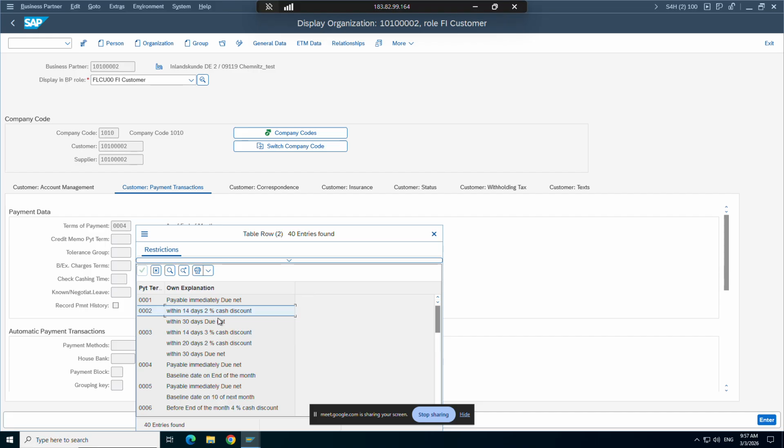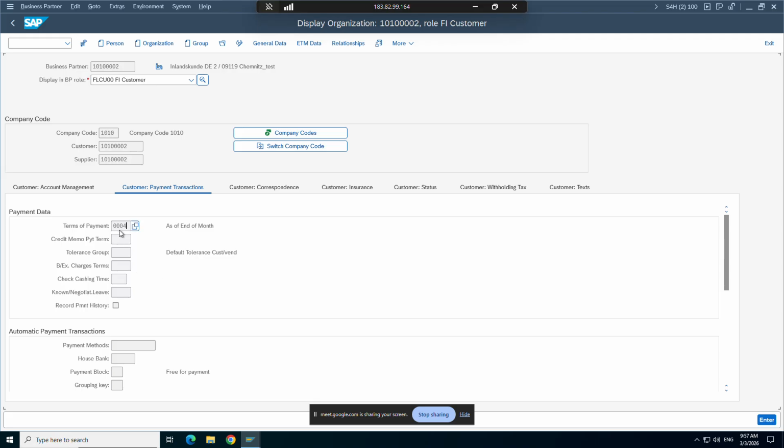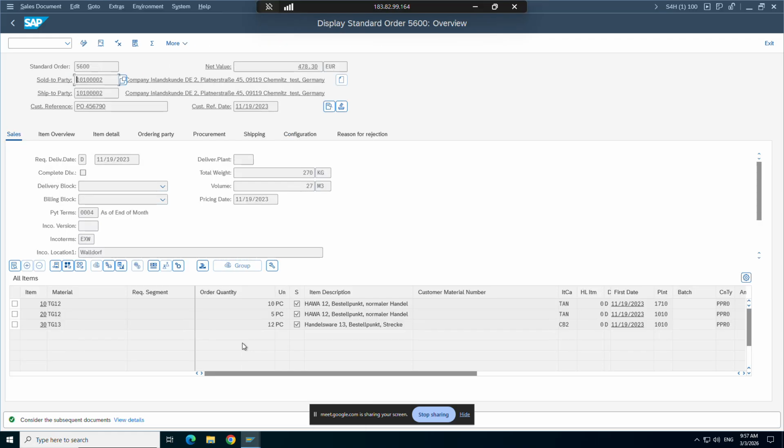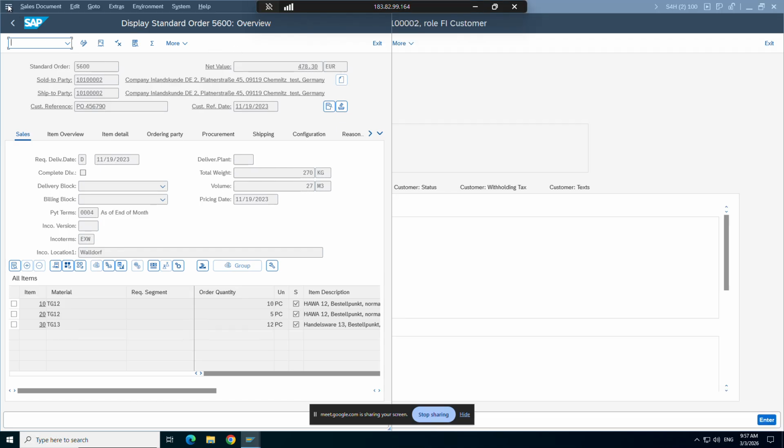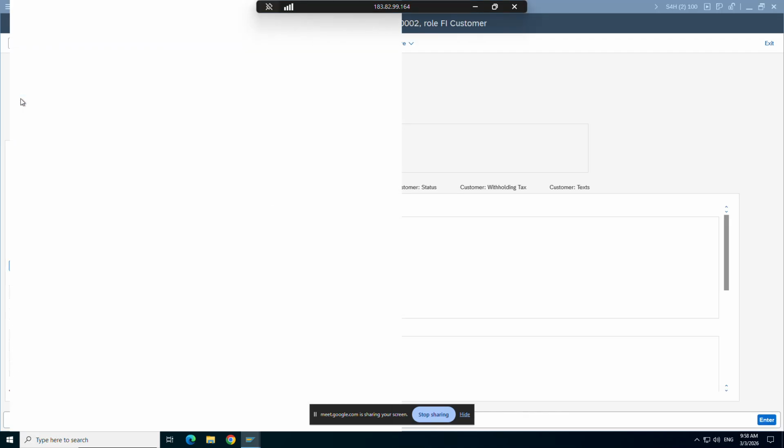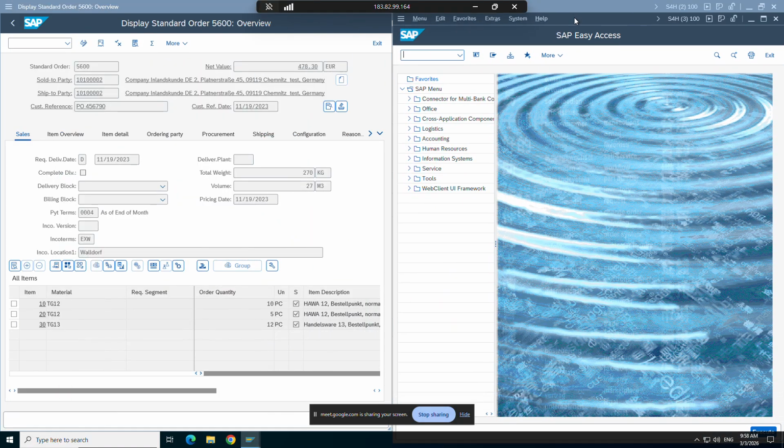SD consultants are not worried about all this. As I said, this is purely the finance part, how the payment will be made and how they will enter all that data. But just for understanding, you should also have a basic understanding of what terms of payment are. There are multiple terms of payment already created in the system, so we just assign one. And one more important thing: let's say we have 004 in the customer master, right? Let's try to create a sales order again for the same customer.